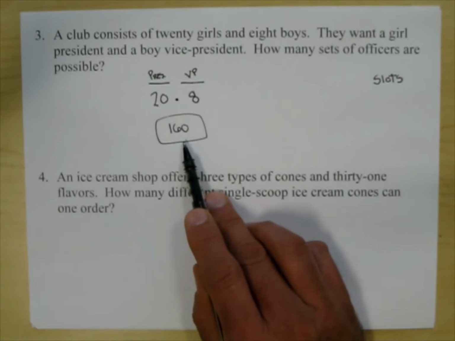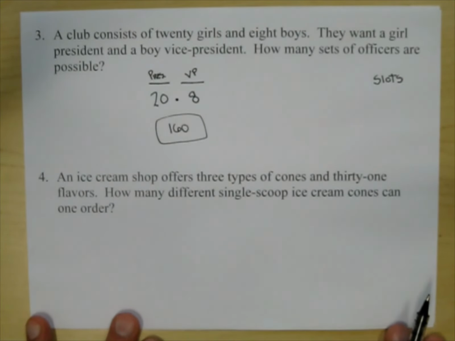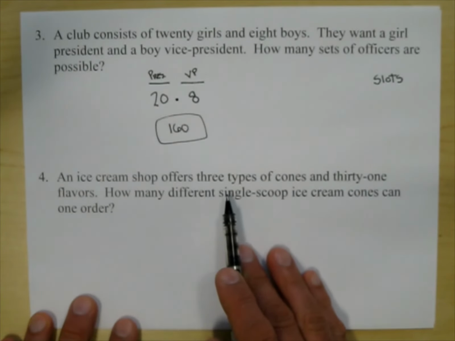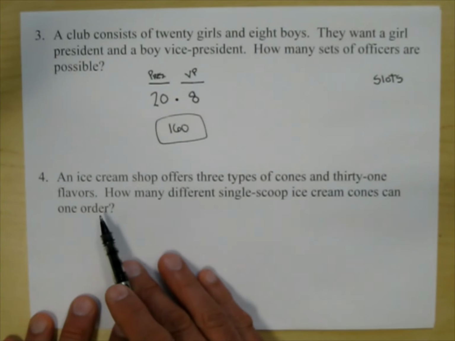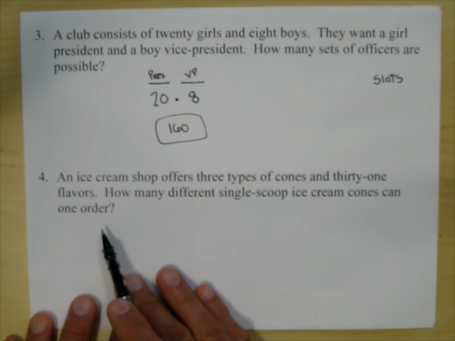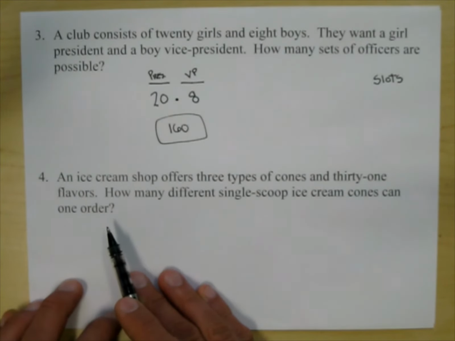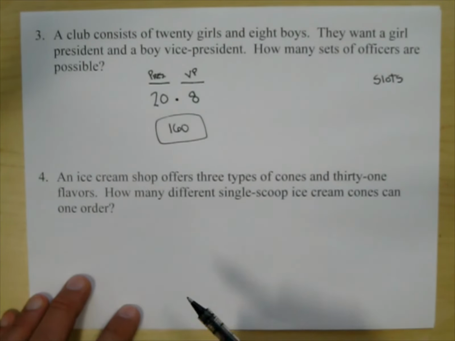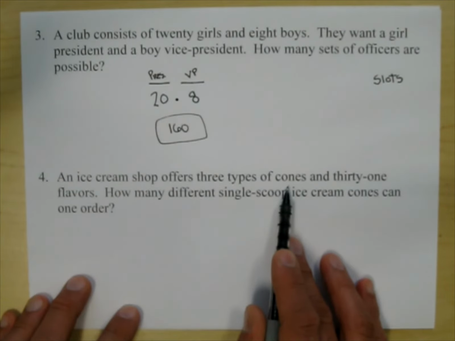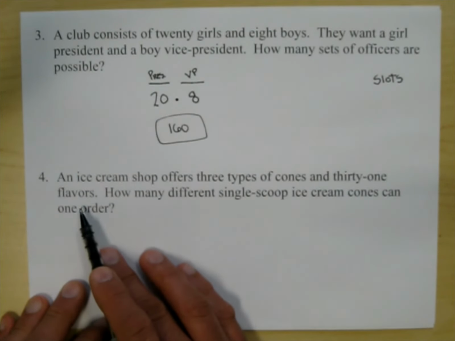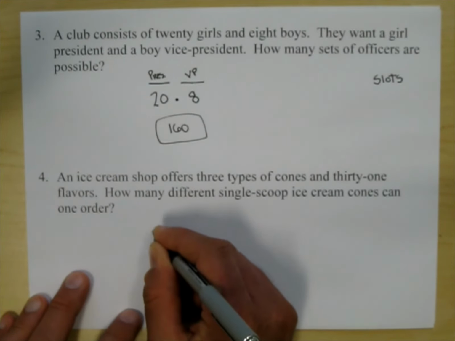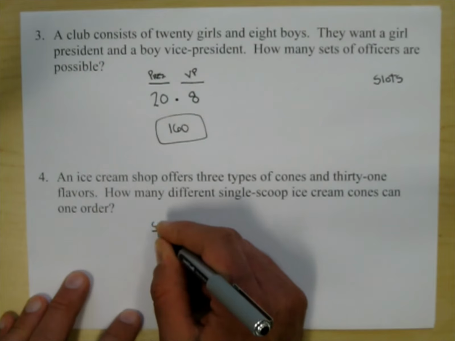Okay, let's do the next problem. And maybe you want to pause the video and do some of these problems on your own. An ice cream shop offers 3 types of cones and 31 flavors. How many different single scoop ice cream cones can one order? Okay, so how many events do I have? Well, I have to select a cone and then select one flavor because I'm just going to get a single scoop. So the first slot is going to be cones.